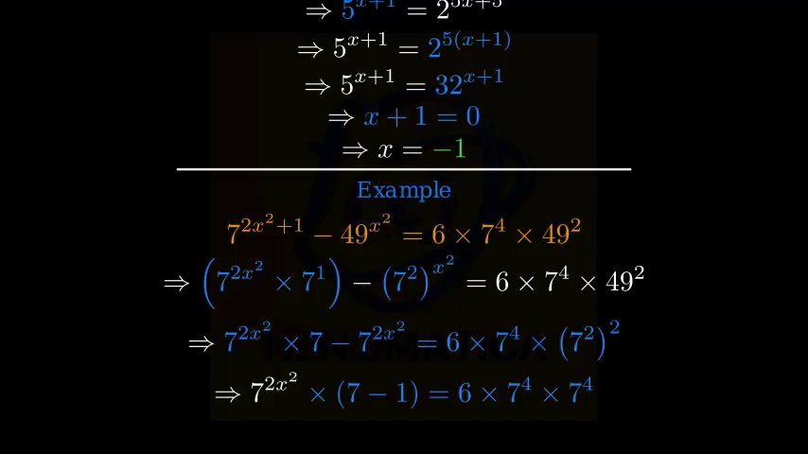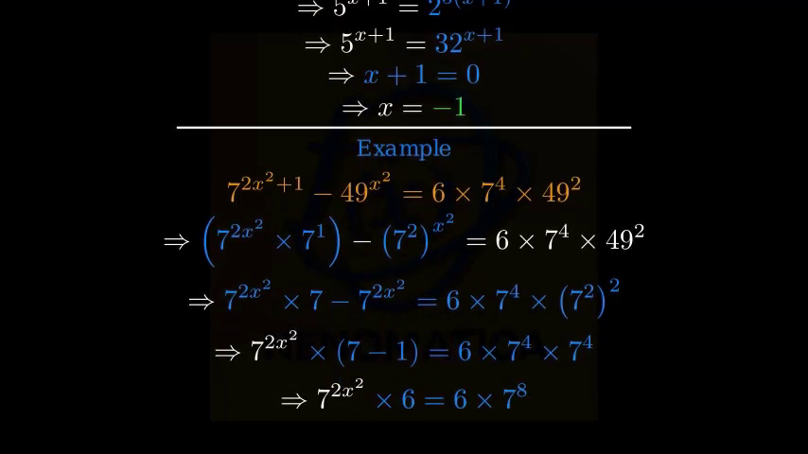the power of 4 times 7 to the power of 4, since 49 squared is equivalent to 7 to the power of 4. Simplifying further, we get 7 to the power of 2x squared times 6 equals 6 times 7 to the power of 8, since 7 to the power of 4 times 7 to the power of 4 is 7 to the power of 8.